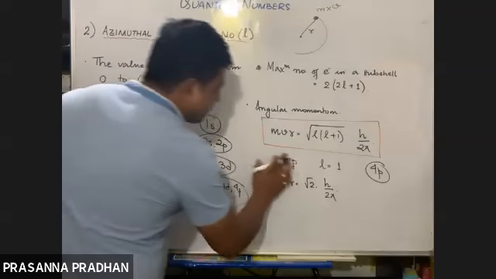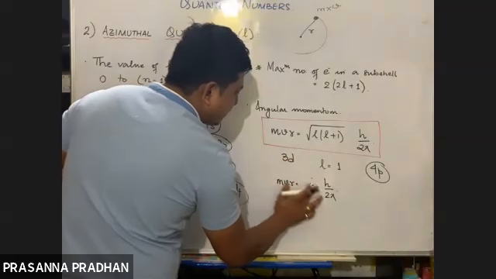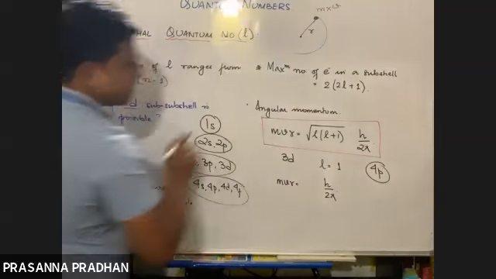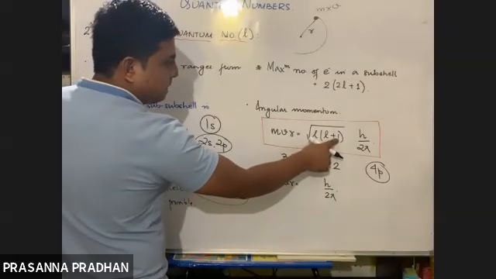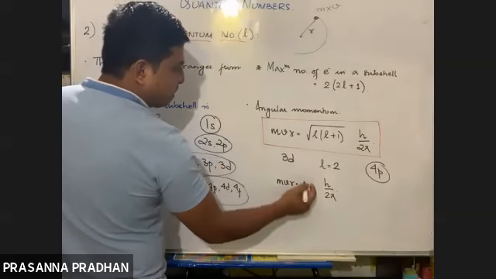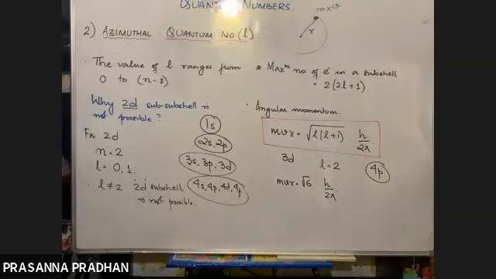So what is the angular momentum of an electron in the 3D subshell then? D means what is the value of L? The value of L is 2. So 2 into 2 plus 1, 2 into 3, 6. So root over 6 h by 2 pi. So it helps us to calculate the angular momentum as well.